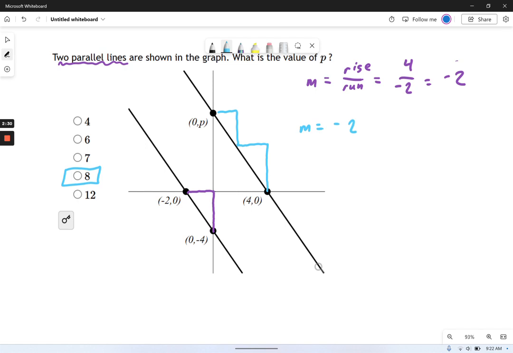And it goes up by how many units? We don't know. It goes up by p units. That's how far it goes up in the y direction. And it goes left by -4. So we have this equation, -2 equals p over -4. Well, if you multiply each side times -4, we're going to get 8 equals p. Okay, and that'll give you the y location of p.